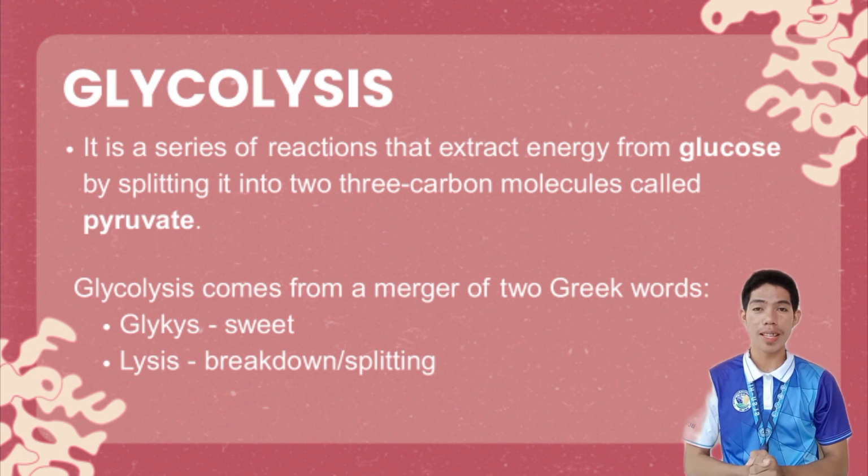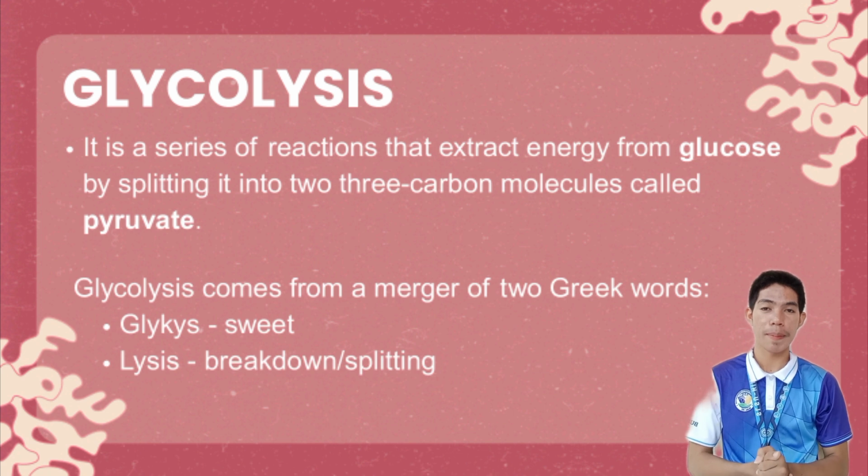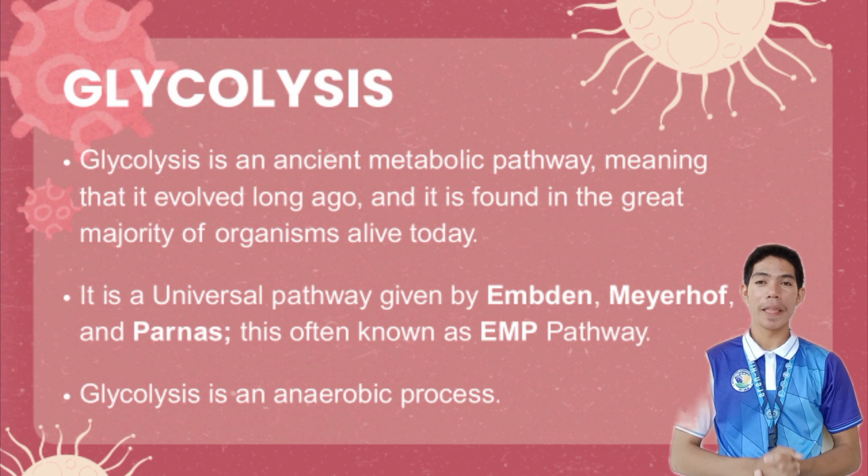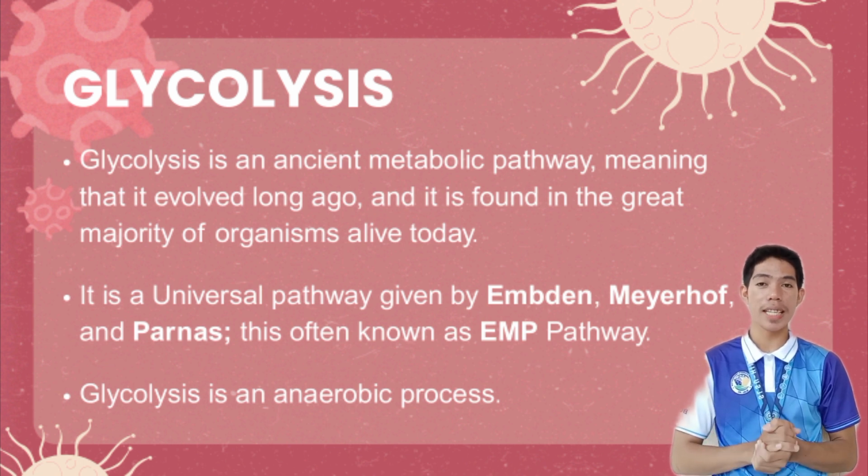Next, glycolysis comes from a merger of two Greek words, glyx, which means sweet, and lysis, breakdown or splitting. Also, glycolysis is an ancient metabolic pathway, meaning that it evolved long ago, and it is found in the great majority of organisms alive today, such as human beings. It is also a universal pathway given by Emden, Meyerhoff, and Parnas, often known as the EMP pathway or MP pathway.